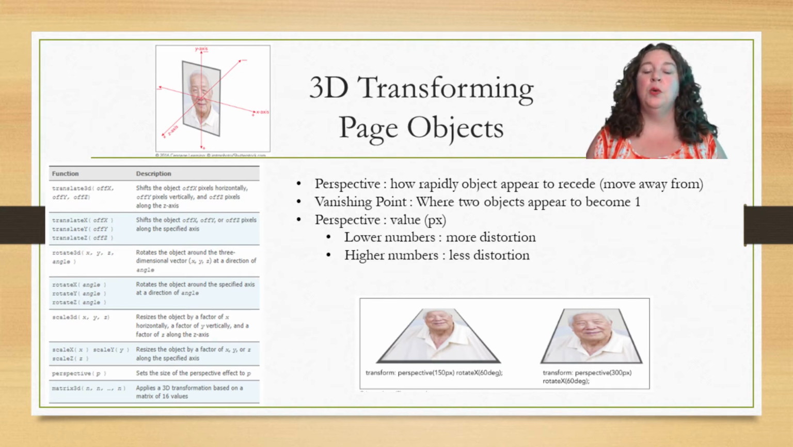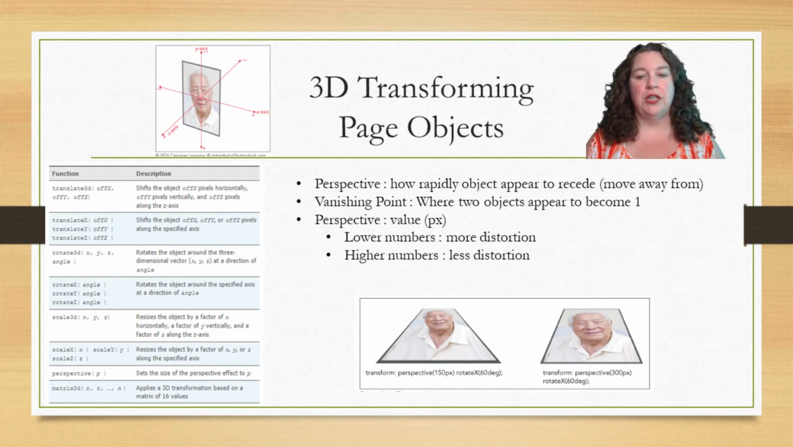If you have lower perspective, so smaller numbers, there is more distortion because the entire change has to occur in a shorter period of time. If you have larger numbers in your perspective, there is less distortion because you have a much longer distance to be able to apply your transformation. So since you have a longer distance, you're not going to see as much distortion.